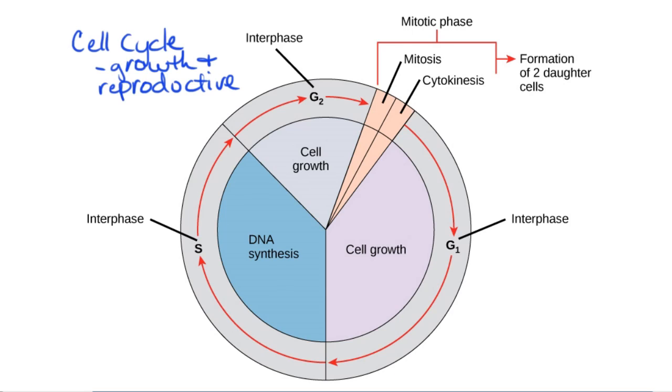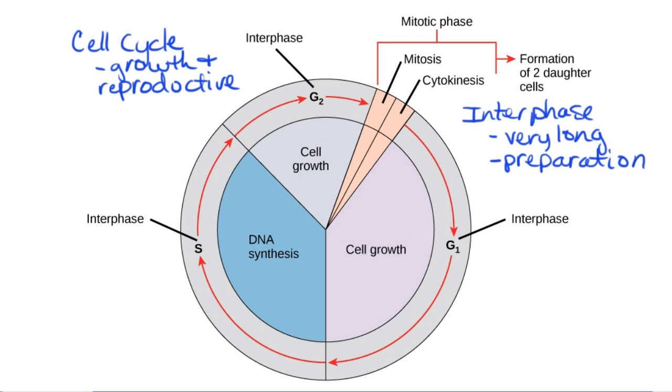Interphase is what we're seeing here in gray. And as you can probably tell, interphase is going to take up the vast majority of the cell cycle. So interphase, it is very long. And I like to think of this as the preparation phase. So what I mean by that is this is preparation for cell division. And so all of the things that have to take place before we can actually split the cell into two is going to take place during this interphase, which you're seeing again in gray here.